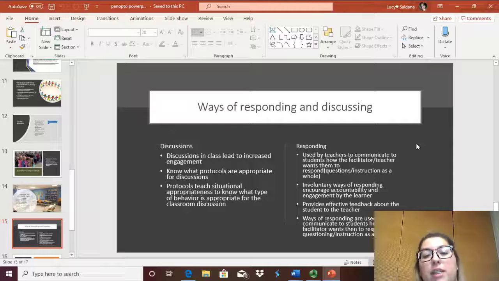So involuntary ways of responding encourage accountability and engagement by the learner. So you want to give equal opportunity for all the students to respond to what is being asked of you or to give their opinions. You want to engage them and give everyone encouragement to participate, because some students might not want to, but you want to make sure that they're engaged in the conversation so they're not left alone.